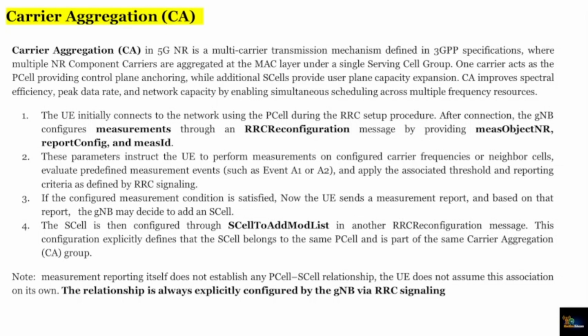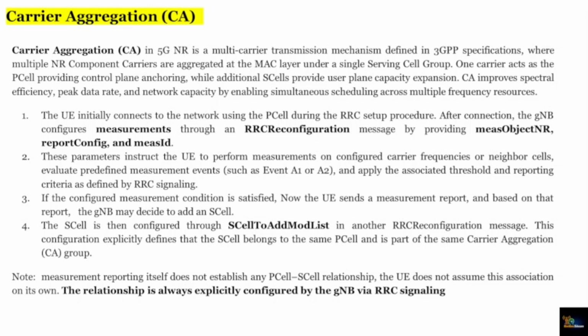After that, if the configured measurement condition is satisfied, the UE sends a measurement report, and based on that report, the gNodeB may decide to add an SCell. The SCell is configured through the SCellToAddModList in another RRC configuration message. This configuration explicitly defines that the SCell belongs to the same P-cell as part of the same carrier aggregation group.